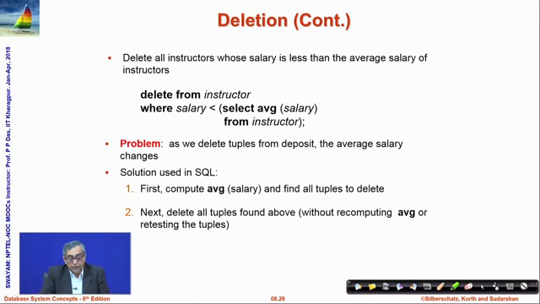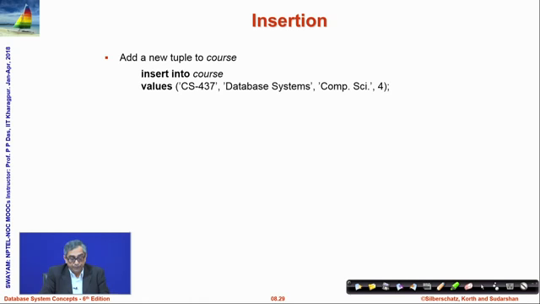First, compute the average salary, find all tuples to delete. Next, delete all tuples found above without recomputing the average. In the present solution, the average is recomputed, which is the wrong thing. So, again I will leave that for you to solve.